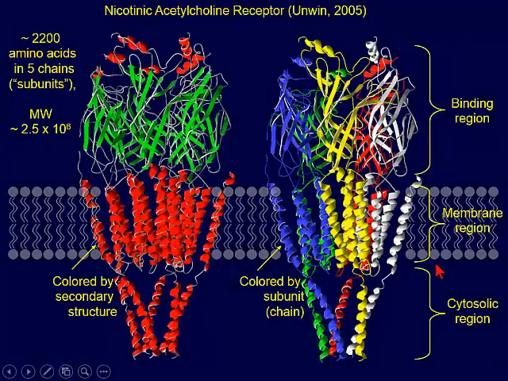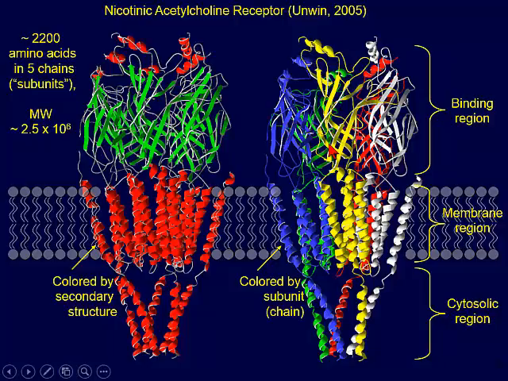All right, here is a nicotinic receptor. I have to remove that for next year. Here is a nicotinic receptor in most of its glory as a protein. There are actually two views of the nicotinic receptor. One of them shows alpha helices, the red helices, plus beta strands, beta sheets, which are green. The other view is colored by subunit.